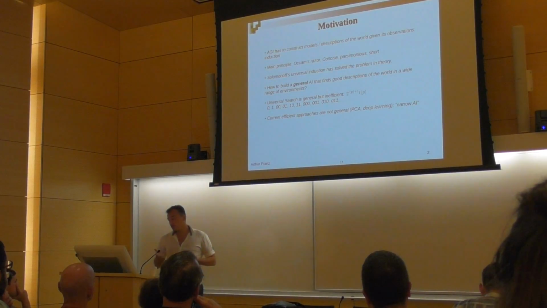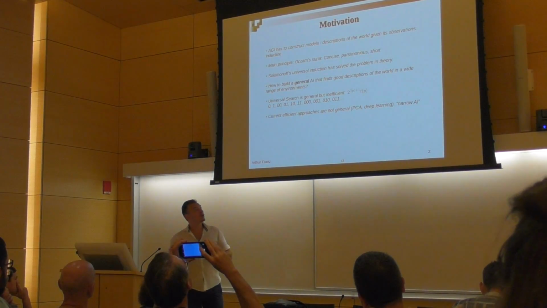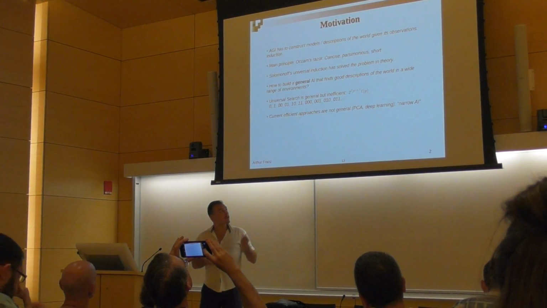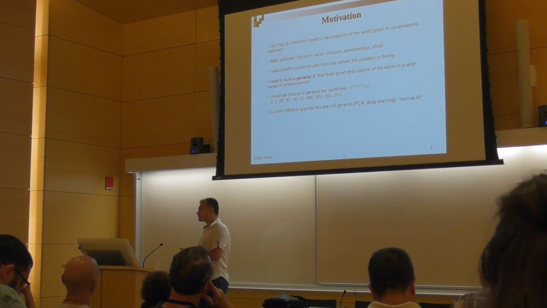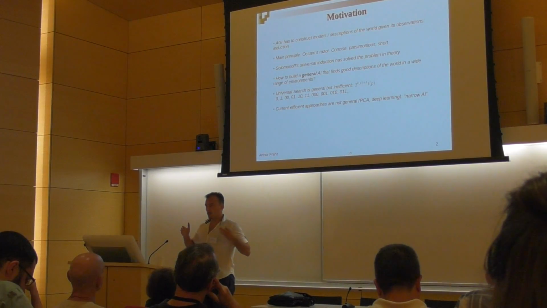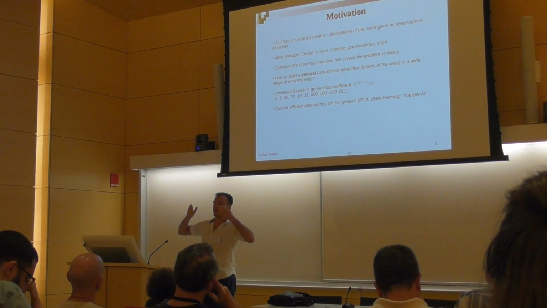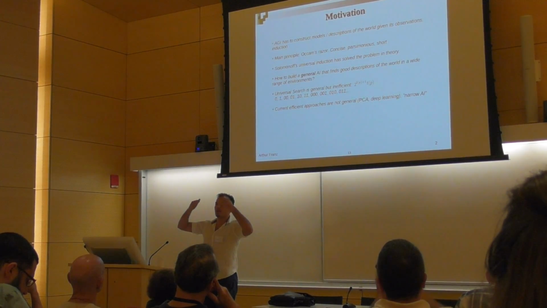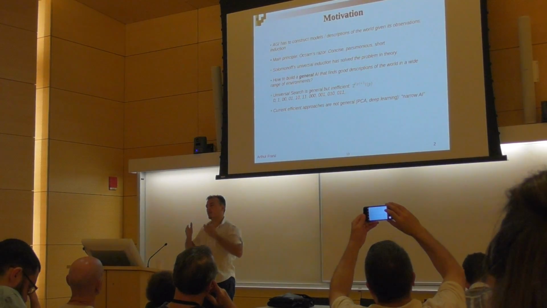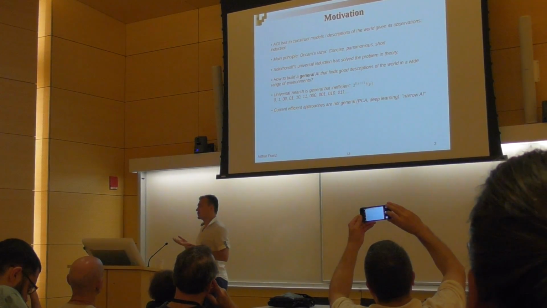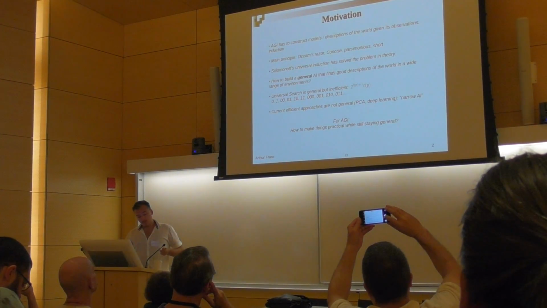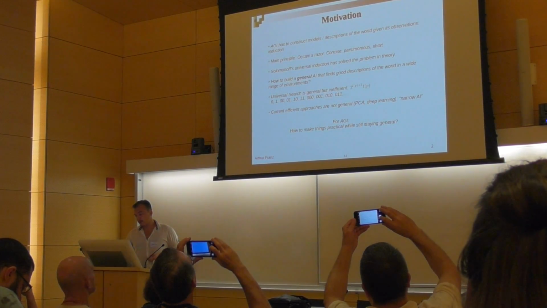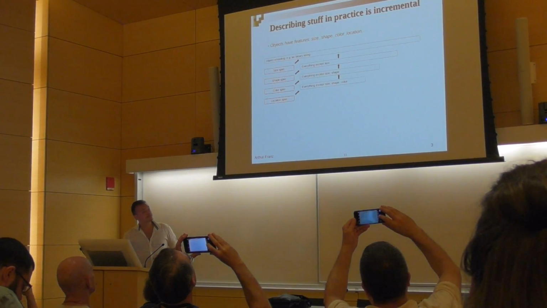And current efficient approaches are, on the other hand, not general. Like PCA, deep learning, and many more that try to somehow, in deep learning, you have many layers with ever decreasing number of neurons, which can be understood as dual compression. So the big question is how to make things practical while still staying general.